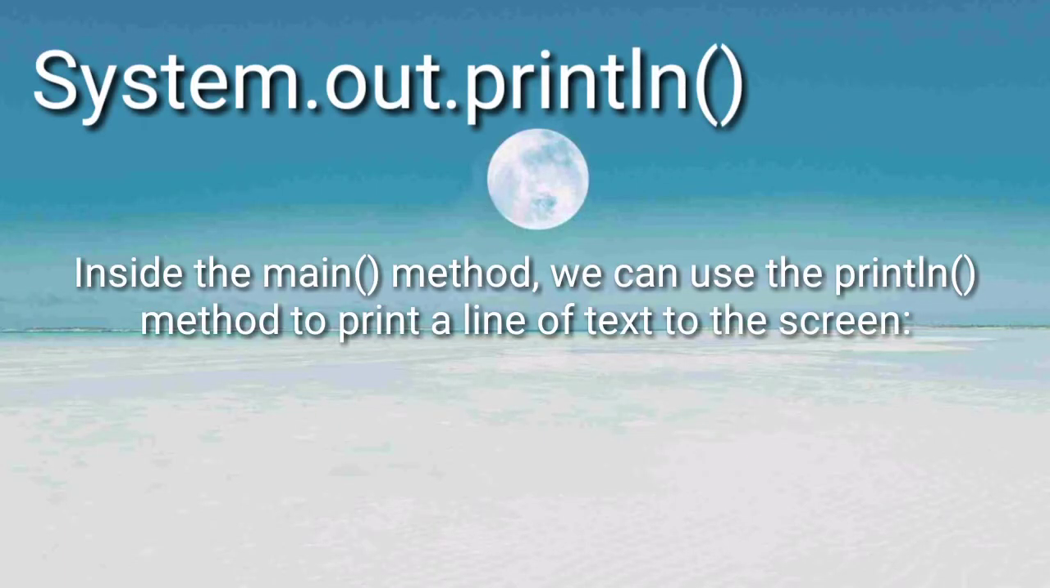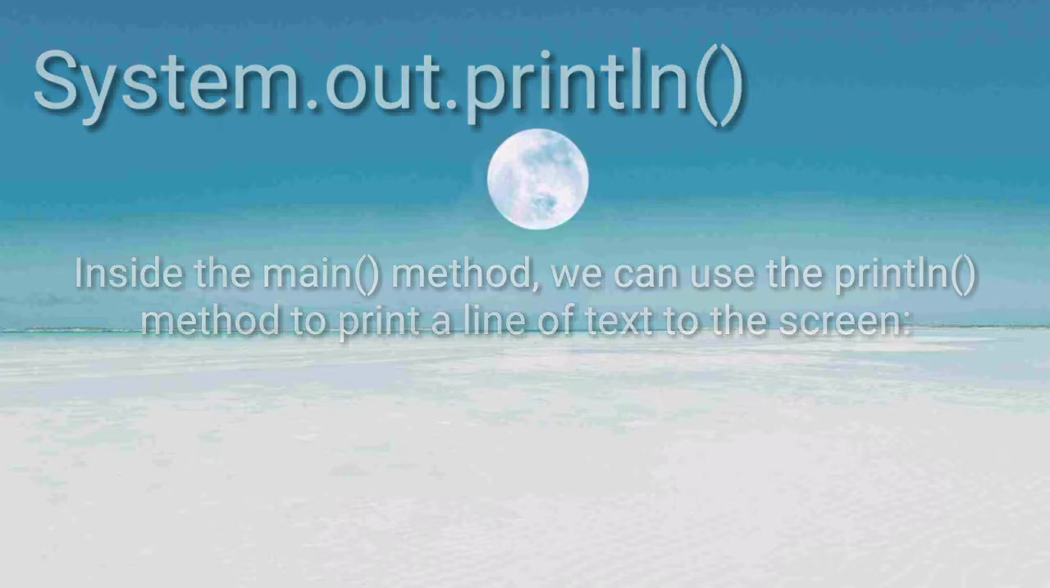The last one is system.out.println. Inside the main method, we can use the println method to print a line of text to the screen.